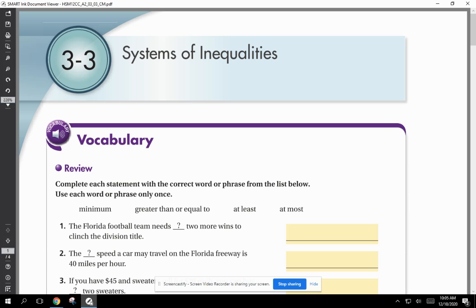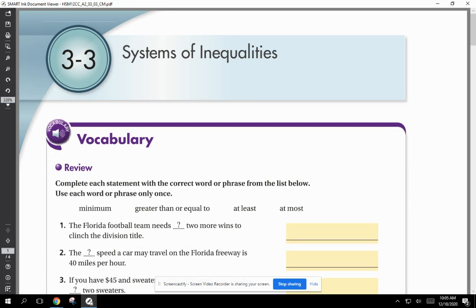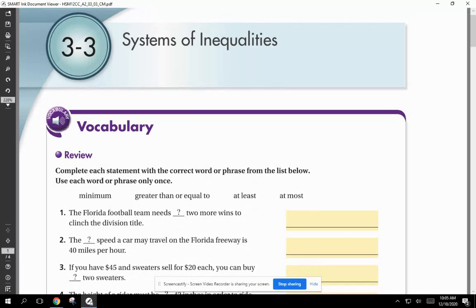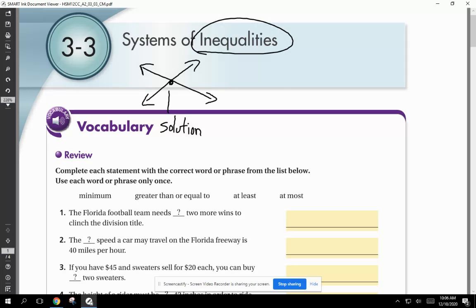And if you did 3-2, which you all should have done, you should realize that a system of equations is two lines coming together, that we learned, right? And you found the solution is right here. That's the solution. Well, the biggest difference between that and inequalities is that we're going to have less than and greater than.